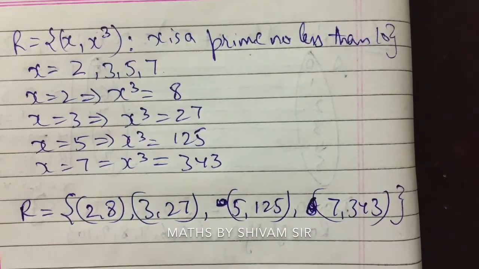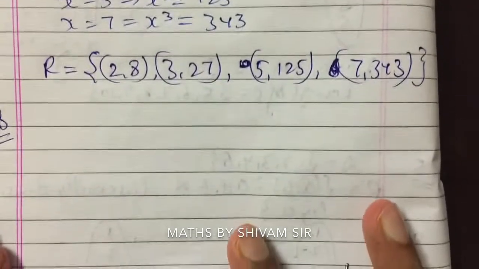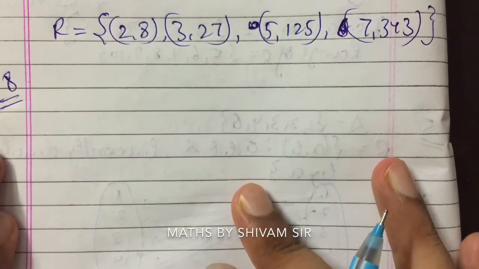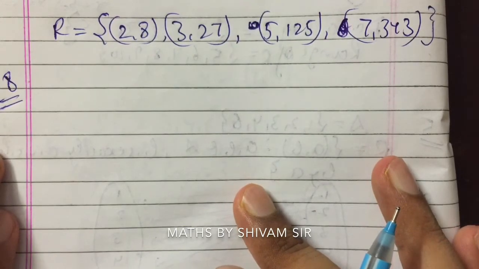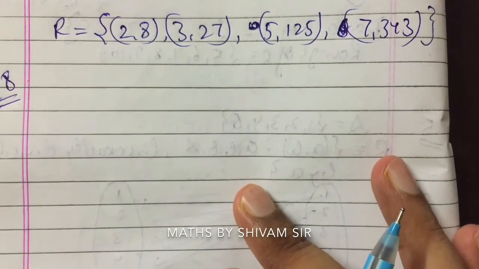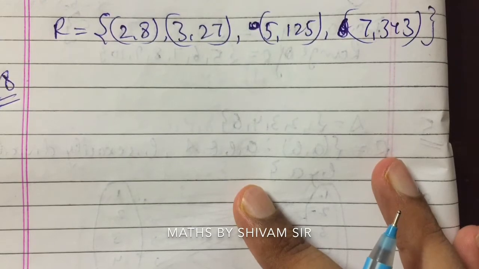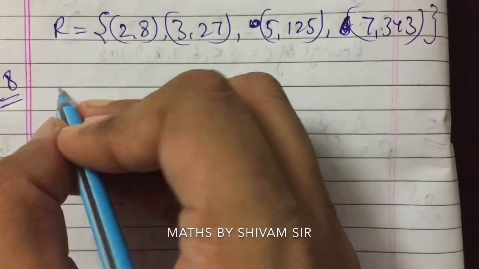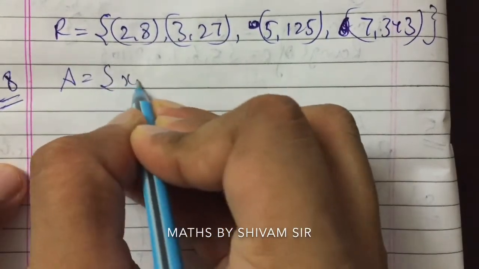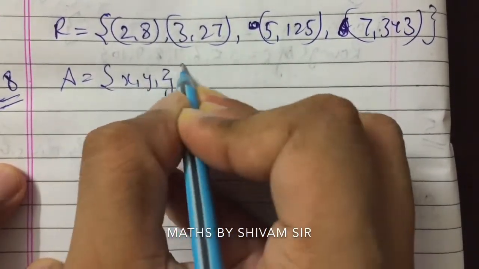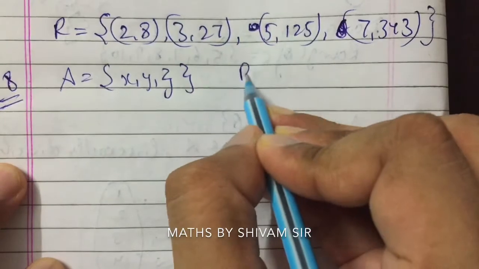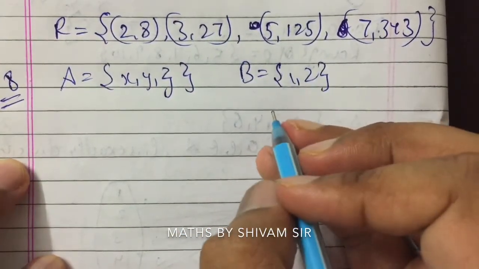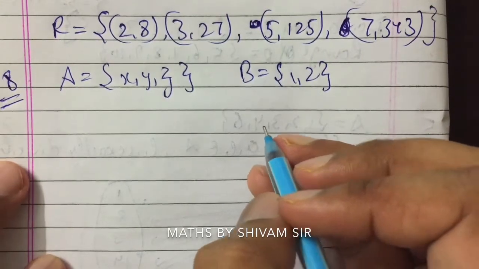Next, question number 8. In question number 8 we have: let A be equal to {x, y, z} and B be equal to {1, 2}. Find the number of relations from A to B.